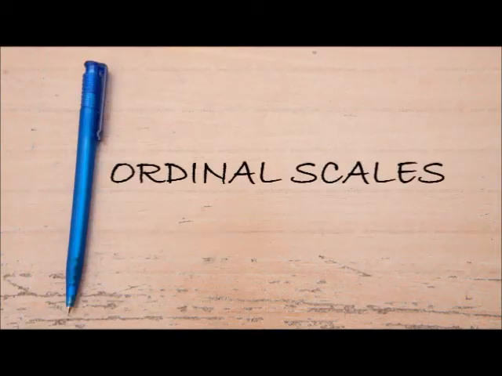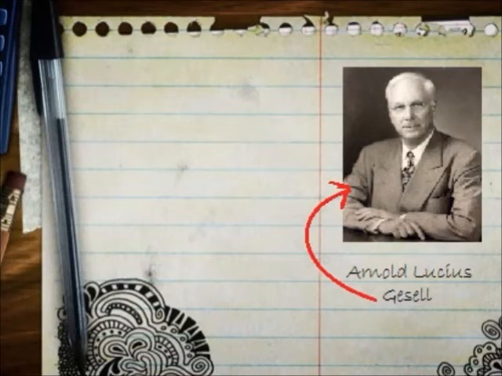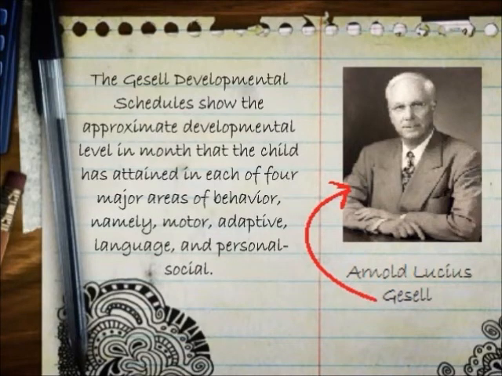Ordinal scales. Ordinal scales are designed to identify the stage reached by the child in the development of specific behavior functions. An early example is provided by the work of Gesell and his associates at Yale. The Gesell developmental schedules show the approximate developmental level in months that the child has attained in each of the four major areas of behavior, namely motor, adaptive, language, and personal-social.